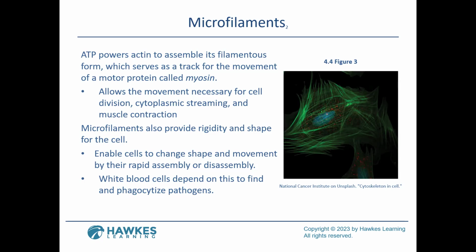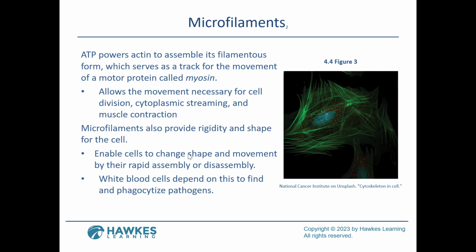Microfilaments also provide rigidity and shape for the cell. They enable the cells to change shape and move by their rapid assembly or disassembly. White blood cells depend on this to phagocytize pathogens. We talked about that. Cells crawl. These immune cells have to walk over and crawl to the microbe in order to engulf it, bring it in, and destroy it.